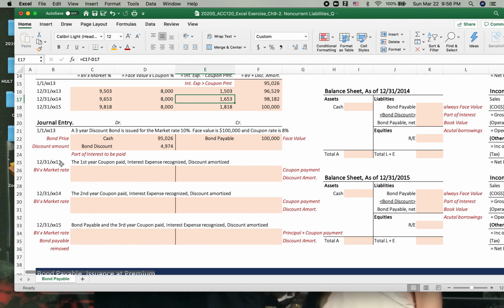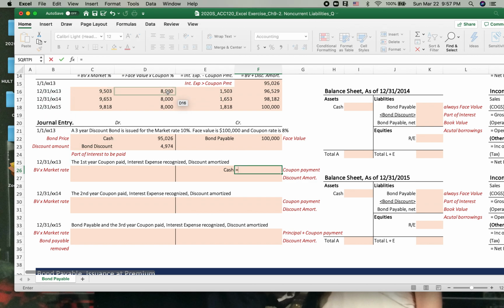One year later, at the end of year 13, December 31st, the company should recognize interest expense. Why? Because the company used cash borrowing $95,000 for 1 year. So interest expense recognized and discount amortized is the difference between the actual cash payment and the interest expense recognition. Let's do the easiest one. The credit account is cash. How much cash did the company pay out? 8,000.